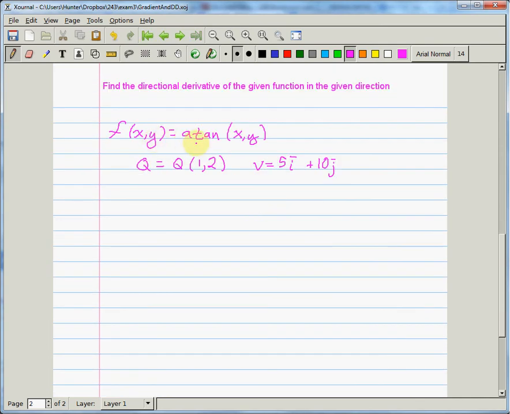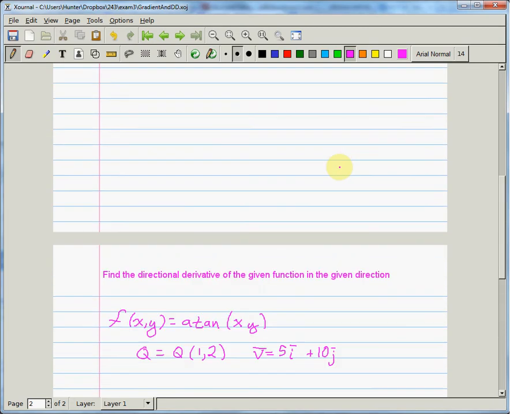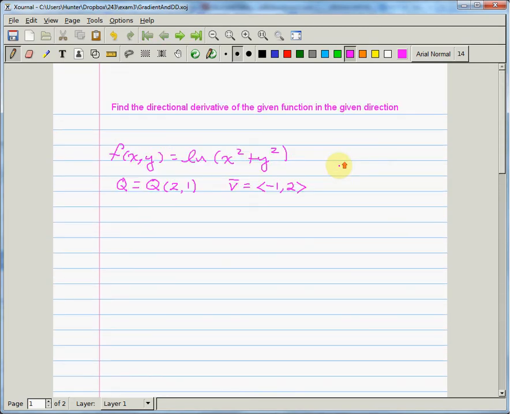This is inverse tan, arctan of, this should be, x times y, not x comma y. That's a mistake. So into arctan you're plugging in the product of x, y, and at this point 1 comma 2 in the domain you're going to find the directional derivative in the direction of v, which is 5 in the x direction and 10 in the y direction. Alright, so let's get started with the first problem here.